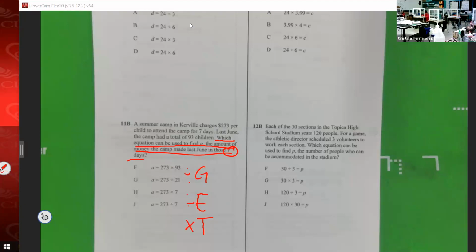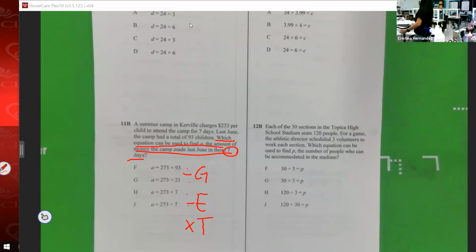What number do we not need? Do we not care about? At home, what number do we not care about? We want to know the amount of money that they made during those 7 days. Which one of those has a dollar sign in front of it that's going to represent money?